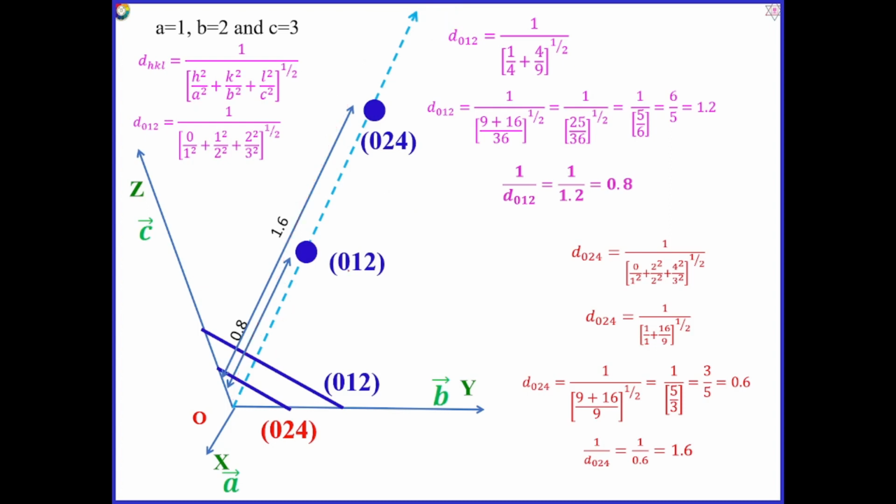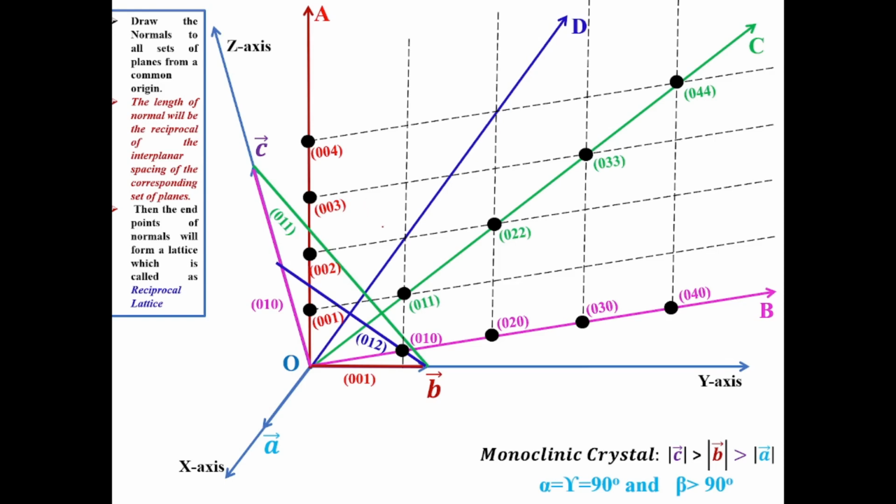Now we are going to locate these points in our main figure. So this is the main figure. This point will be nothing but your 012. This point is your 012. This point will be 024, and if I extend the OD, then we will find 048 at its corresponding distance. So here we located some of the lattice points which represent the corresponding set of planes.